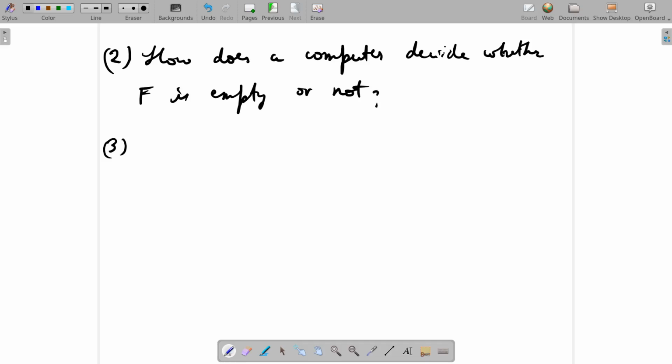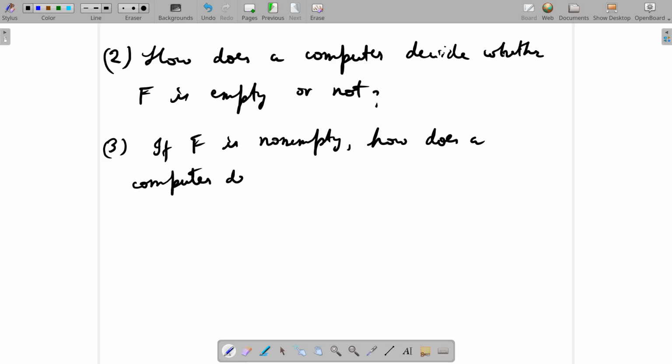All right, so let's say the computer has figured out that F is empty. Then there's nothing to do, right? The LP is ill-posed, or whatever phrase you want to use. It's not very useful. So if the oracle program has figured out that it is non-empty, then let's move on. If F is non-empty, what is the next issue that can arise? How does a computer decide whether the LP is bounded or not?